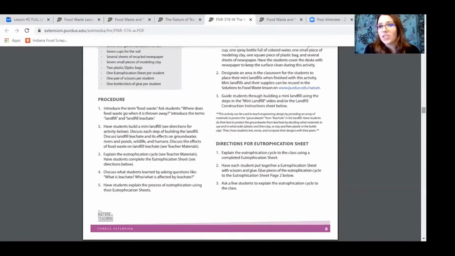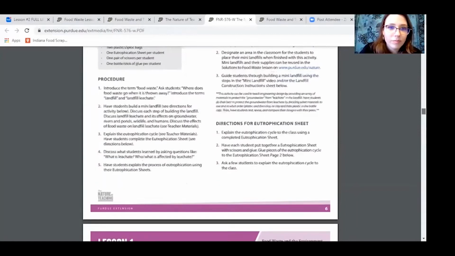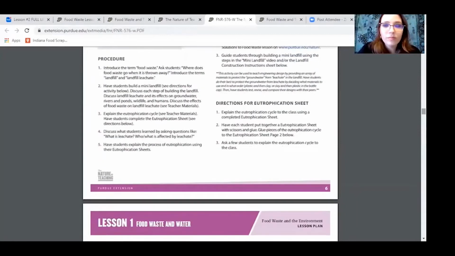This is something that they can do in the classroom or at home with the right materials. After students build their mini landfill, you can have them see the leachate come through the landfill and discuss what that might do to groundwater and also to rivers, ponds, wildlife, and humans, because all of our watershed is connected with our groundwater. So our surface water is also going to be affected.